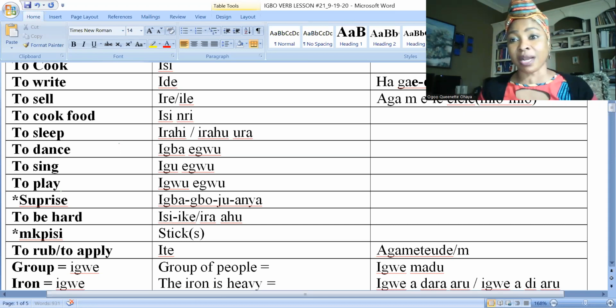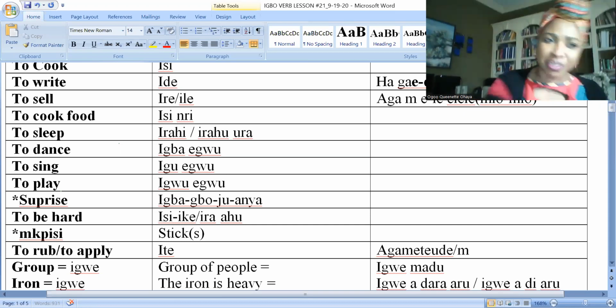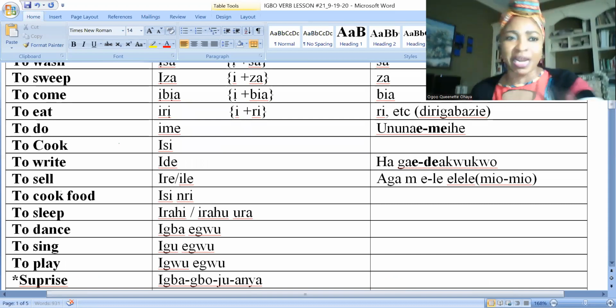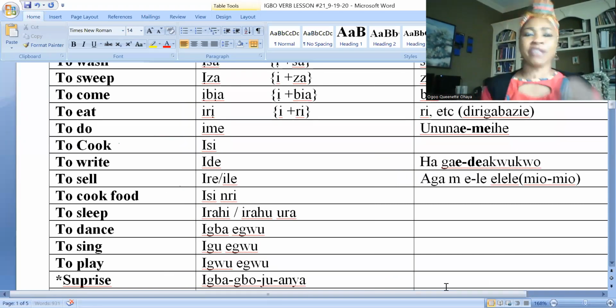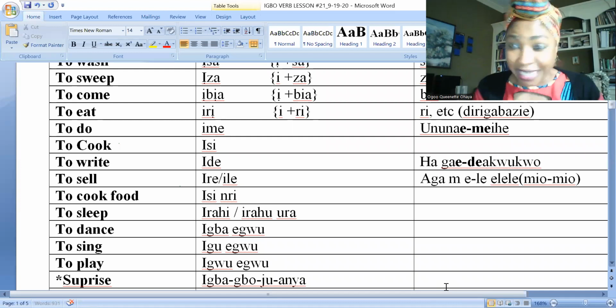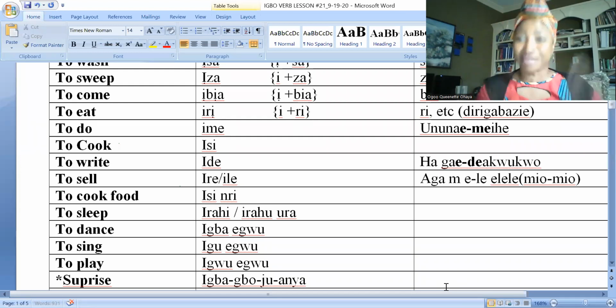So coming to Igbo class is not automatic that you're going to know how to speak Igbo if you don't use the words. If you come to this class and we did all this today, and then tomorrow I ask you what is to do, what is to cook, and you start looking at me like this, which means you didn't practice it. You won't be able to learn it.